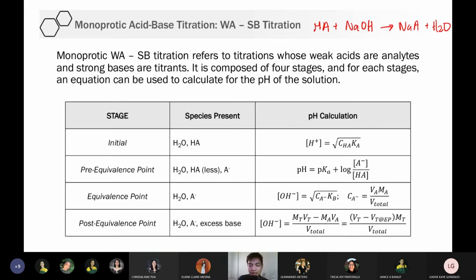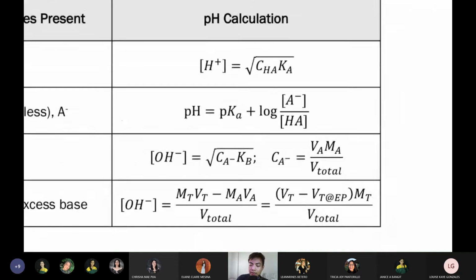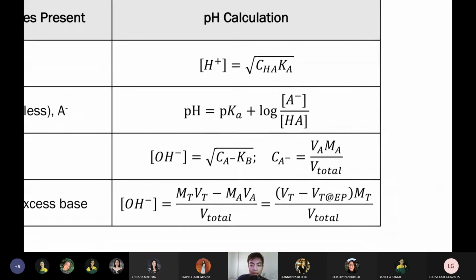Nag-emphasize ako doon, no? Remaining concentration of acid. Bakit? Kasi nga, nababawasan na siya. Kaya nga sabi ko doon, less eh. So, ibig sabihin, you have to determine how much acid is left. Paano nga ba? To determine the remaining concentration of acid, or the remaining amount of the acid, we can use the mole acid minus mole titrant, or the mole base. So, ganun lang. Mole acid minus mole base, or the mole of your titrant.